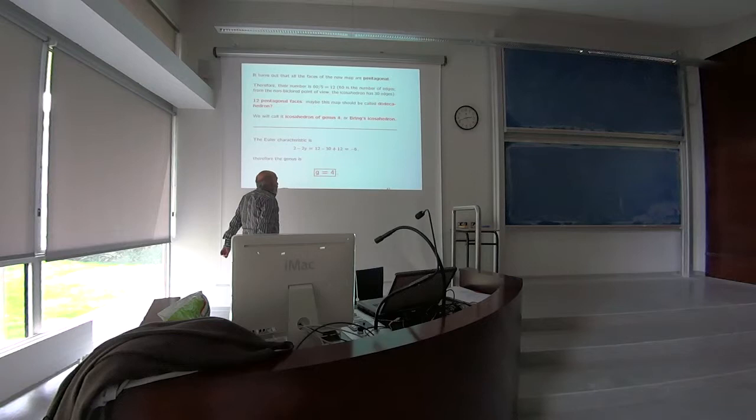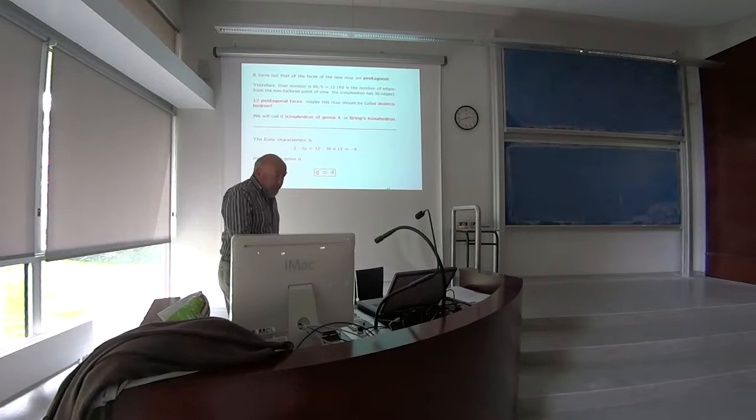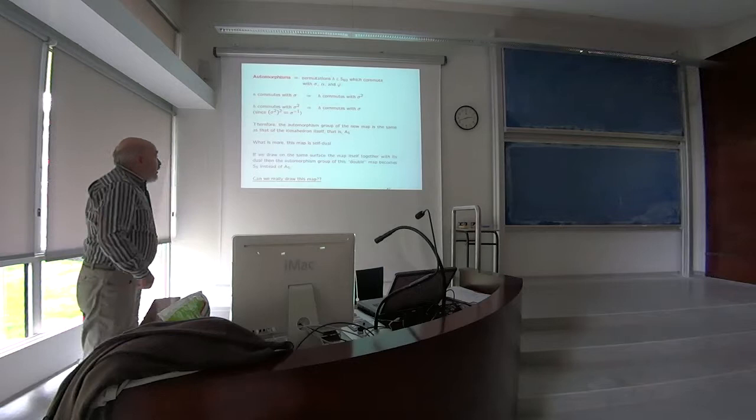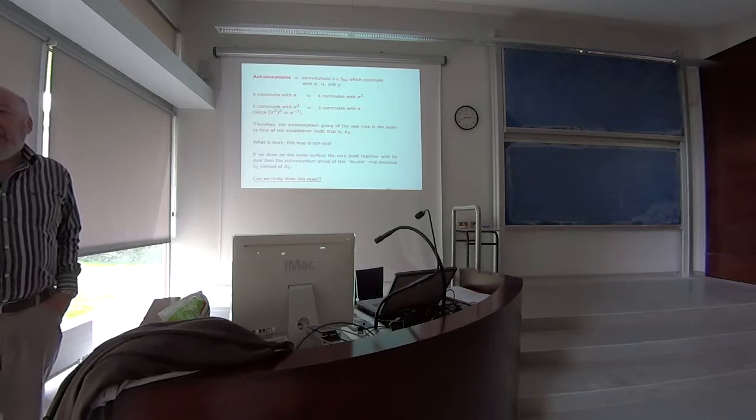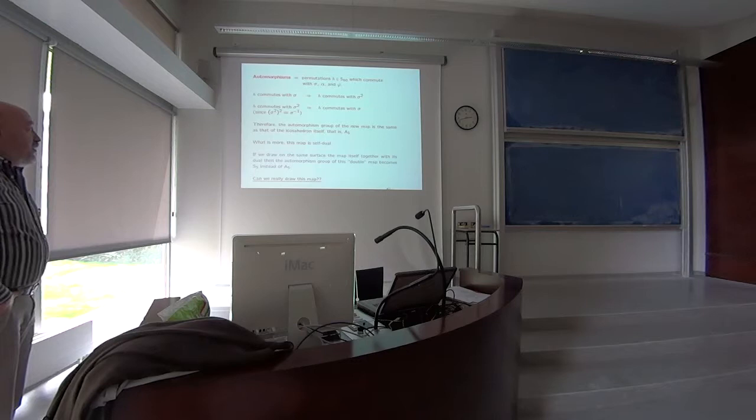So we draw this graph, we compute it. A graph which is the same graph as the icosahedron, but which is drawn on the surface of genus 4. All faces are of degree 5. And this picture is even better than the previous one, since the map is self-dual.